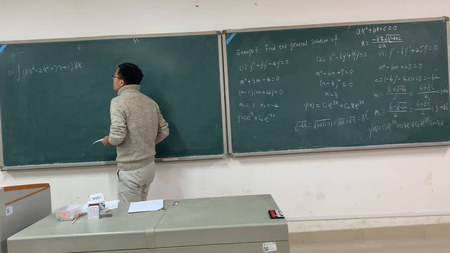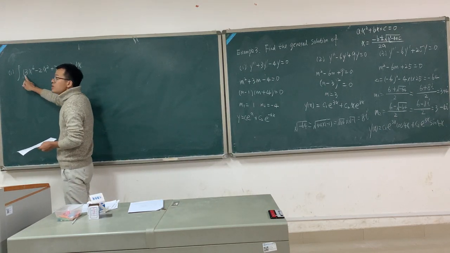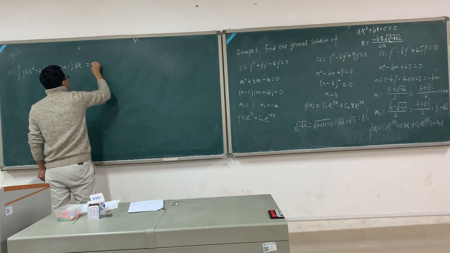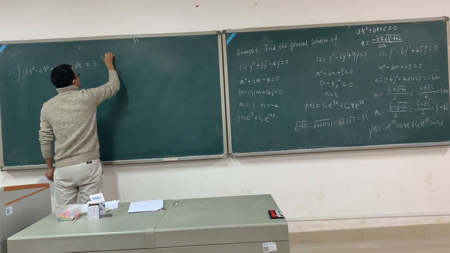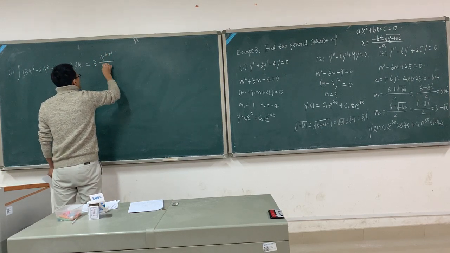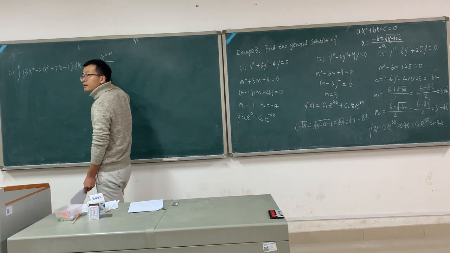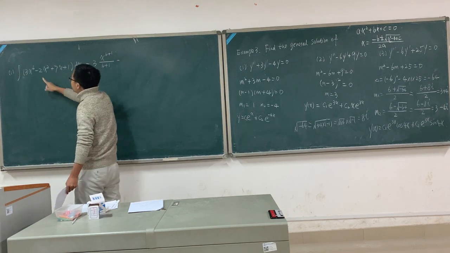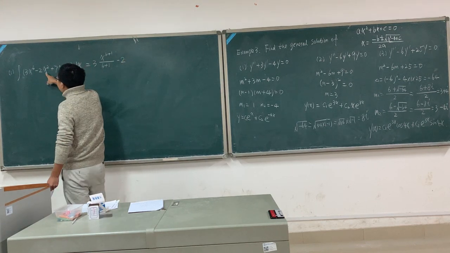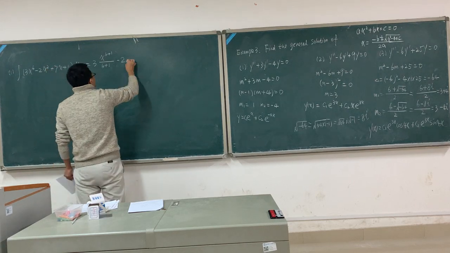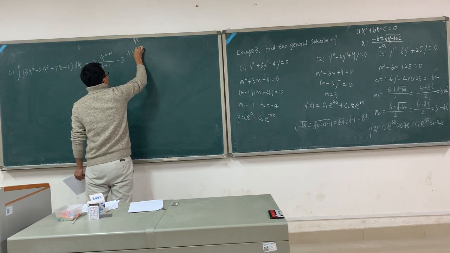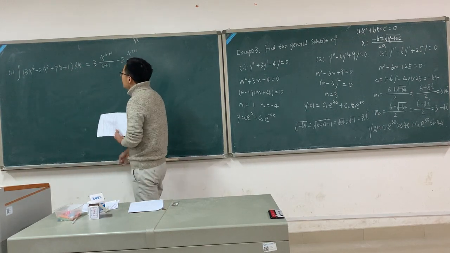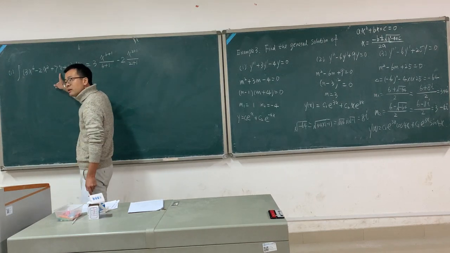So now we can see the first part, 3x to the 6th power. So here should be 3x to the 6 plus 1, divided by 6 plus 1. This is the first part. And the minus 2 times x squared, the antiderivative is x to the 2 plus 1 divided by 2 plus 1. The second part. And the third part, 7x.